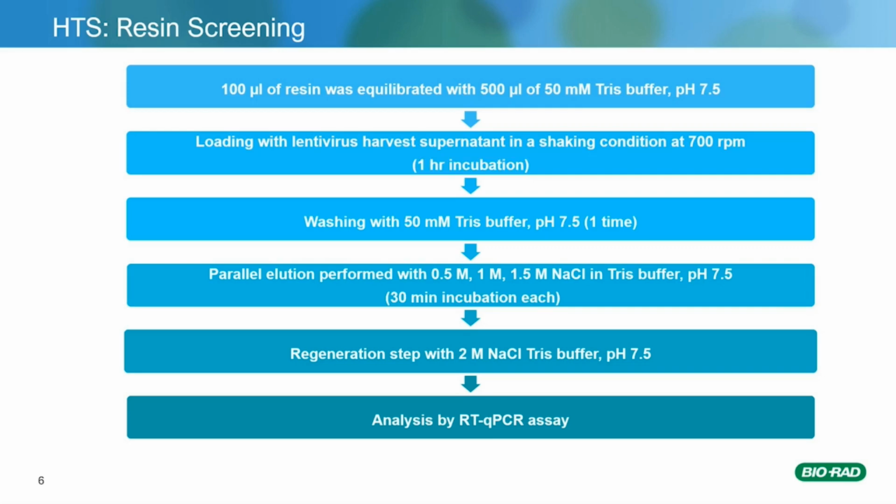The unbound impurities were washed away using the equilibration buffer in the wash step. Then, for the elution step, 3 different salt concentrations were used for eluting the lentivirus, that is, 0.5, 1, and 1.5 molar sodium chloride. Finally, the resins were regenerated using 2 molar sodium chloride in Tris buffer, and the eluted fractions were analyzed by RT-qPCR technique for estimating the lentiviral physical titer.